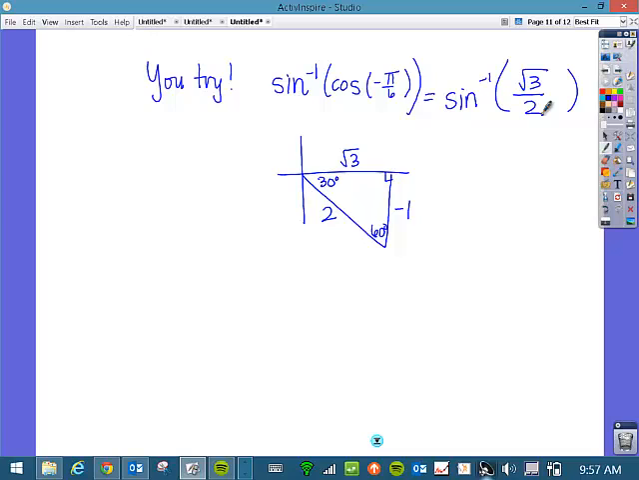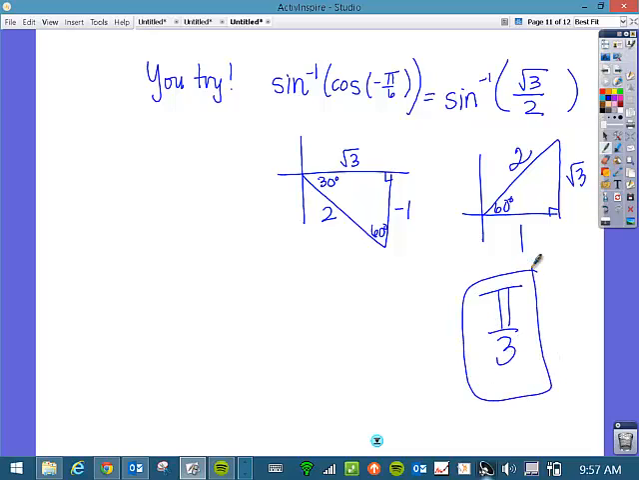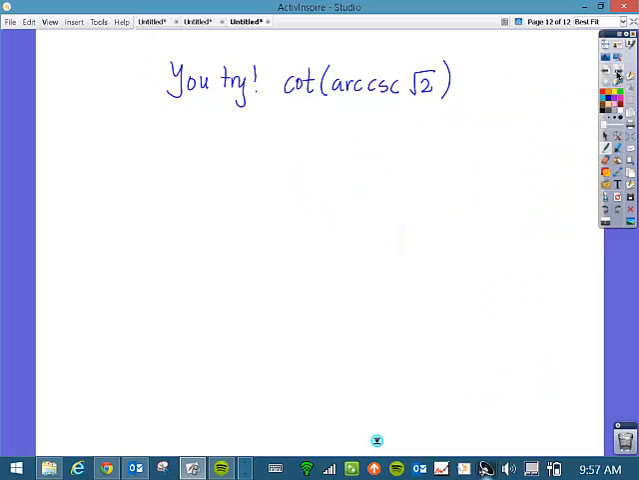Now I need to draw a new triangle because sine is positive in the first quadrant. So I'm going to draw my new triangle in the first quadrant. Sine is opposite over hypotenuse, making this side 1, making this angle 60. In radians, that is pi over 3. So your answer is pi over 3. And then the next one, go ahead and pause your video, try this all by yourself.